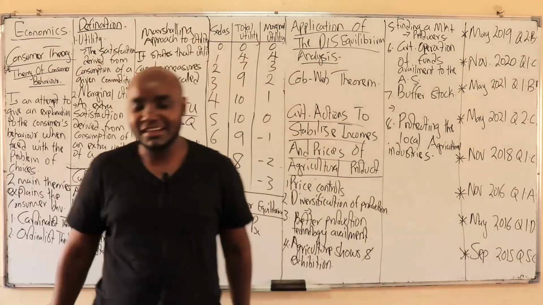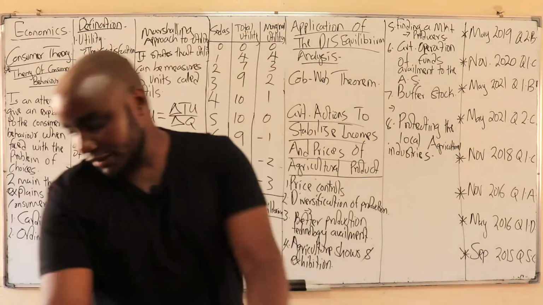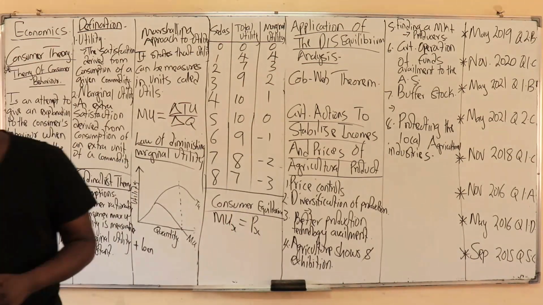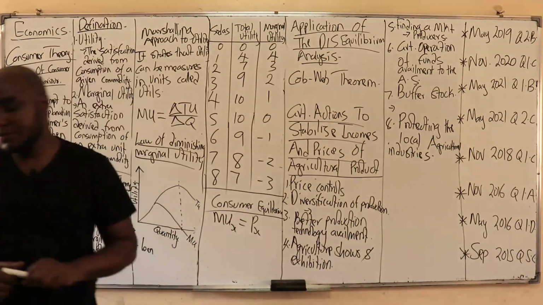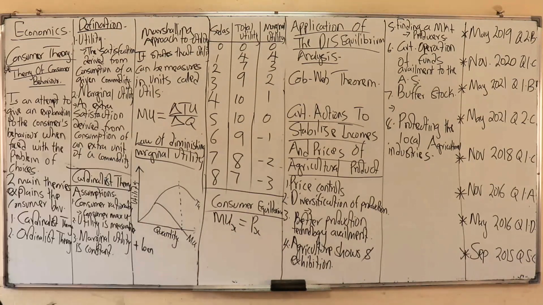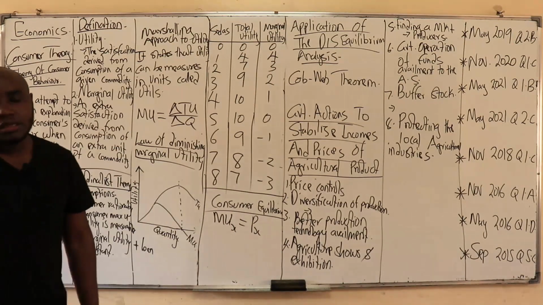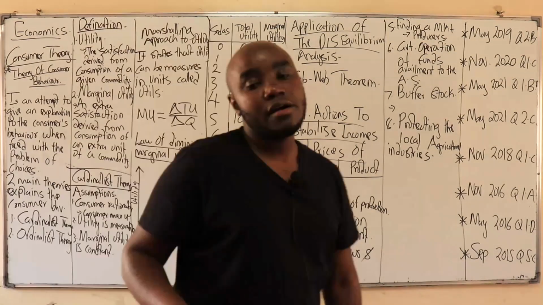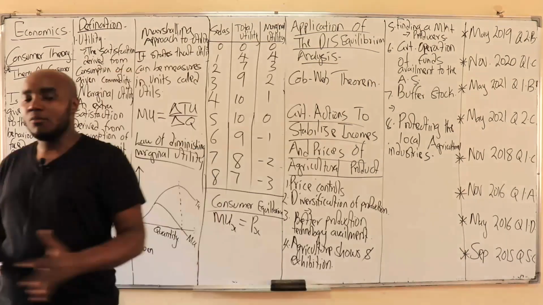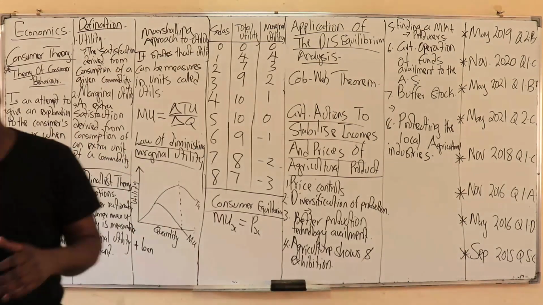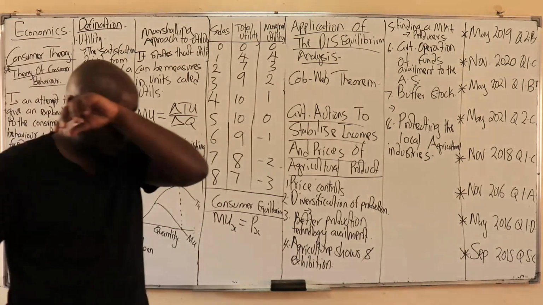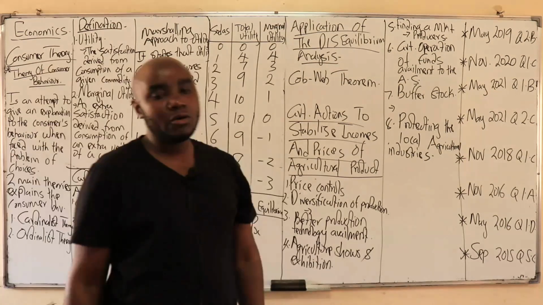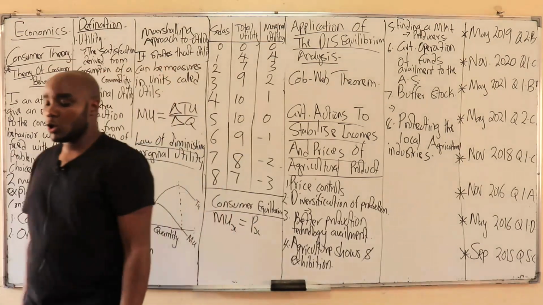Let's write that. The consumer can either buy a commodity or retain his income. That is in a simple model of a single commodity.